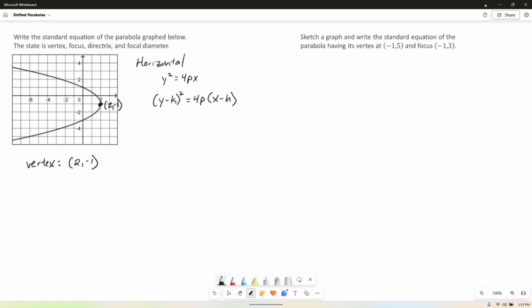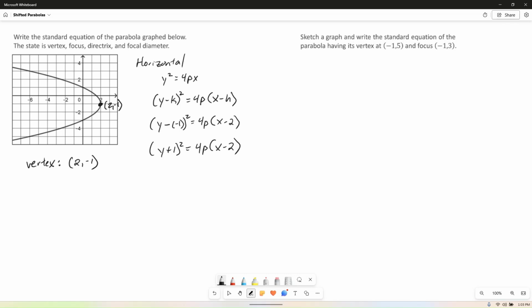Okay. So for our equation, we're going to have y minus a -1, and that whole quantity squared, and that equals 4p times x minus 2. And we could simplify that a little bit, because if you take y minus a -1, it's actually going to become y plus 1. So y plus 1 squared equals 4p times the quantity x minus 2.